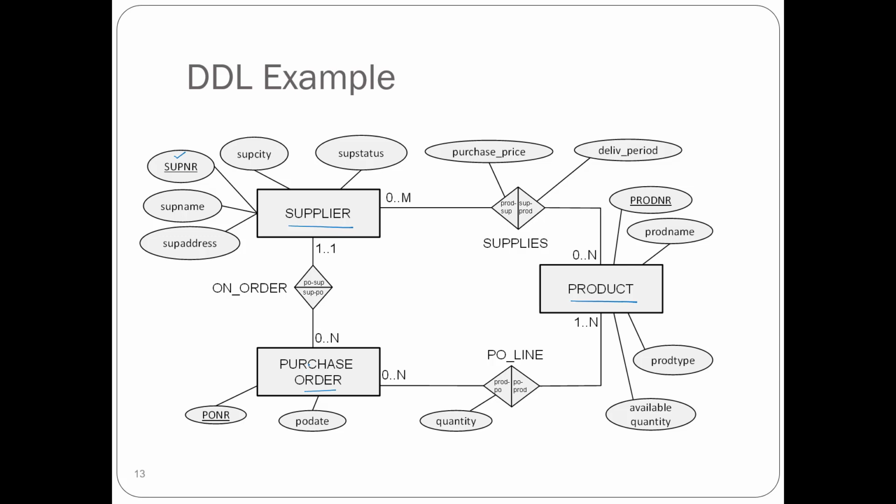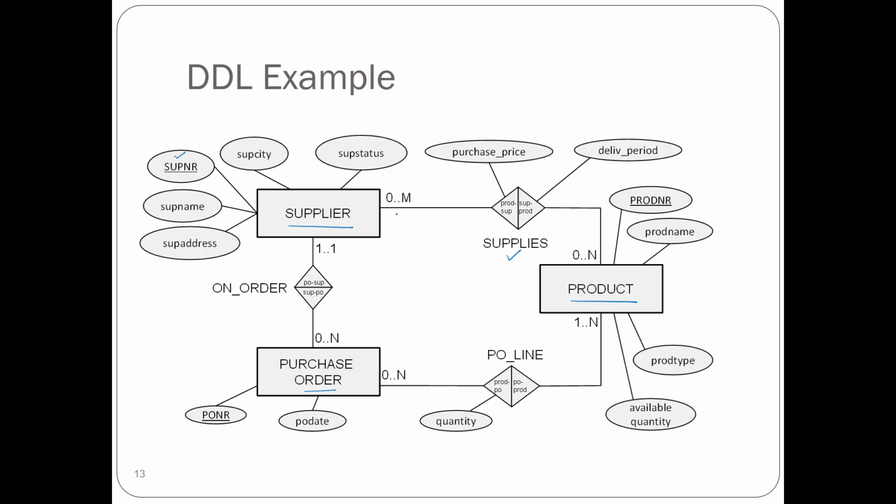For purchase order, we have two attribute types, PONR, which is the purchase order number, that's the primary key, and PODATE, which is the purchase order date. Now let's look at the relationships. The first relationship type that I would like to discuss is supplies, which is defined between the supplier entity type and the product entity type.